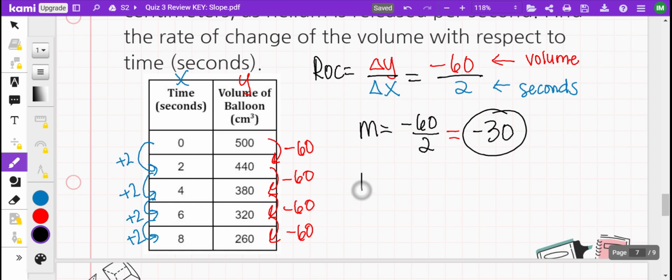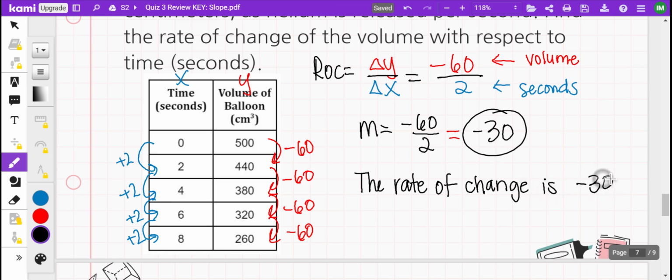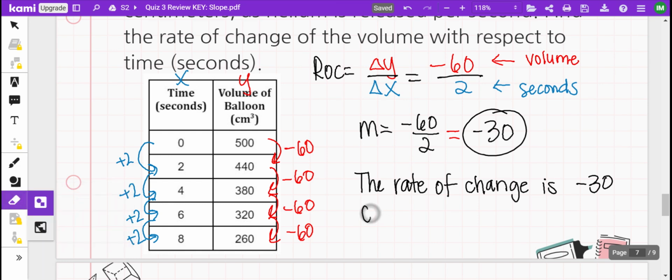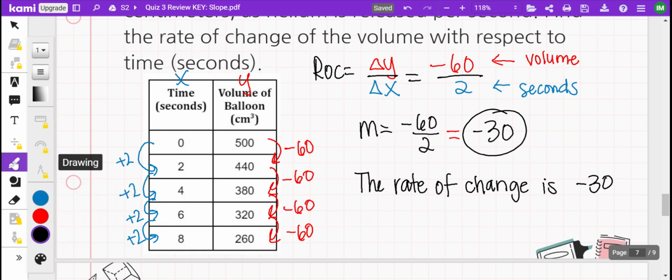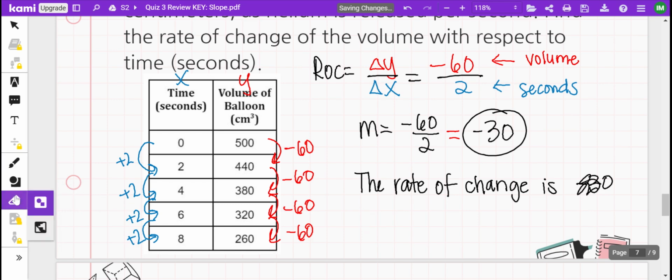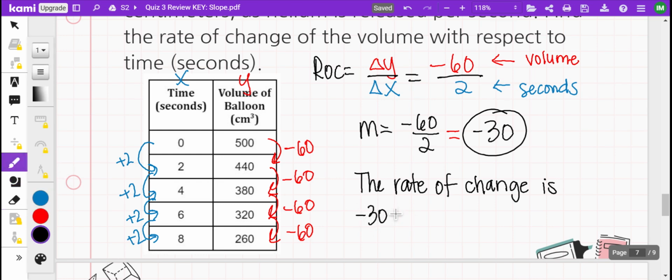So this tells me that the rate of change is negative 30 cubic centimeters. And I'm just going to abbreviate it. So the rate of change is negative 30 centimeters cubed per second. Because remember, that's what this table represents.